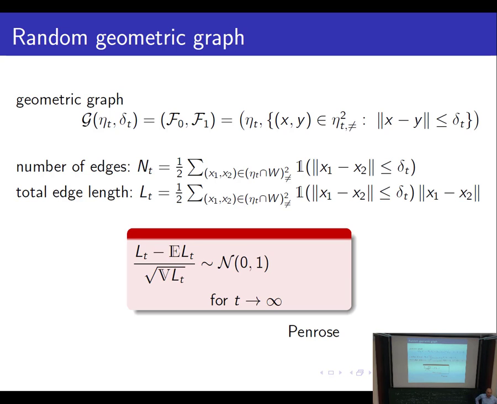And in the same way, he was interested in the central limit theorem for the total edge length. And he proved the central limit theorem using Stein's method, but somehow he didn't take care of giving the deviation between this distribution and the normal distribution. So it's somehow implicit in his book, but he didn't make it explicit.